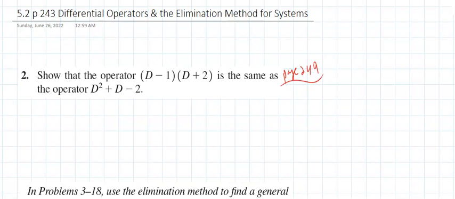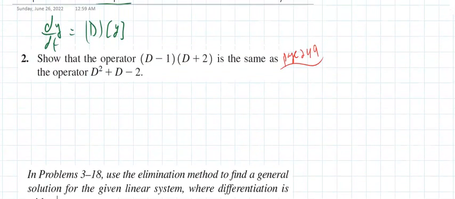So section 5.2 on page 243 talks about differential operators and the elimination method. Differential operators is nothing more than you taking d/dt of, say, y, and saying that's D operating on y. So replace the derivative by D, and there are shortcuts to many differential equations.